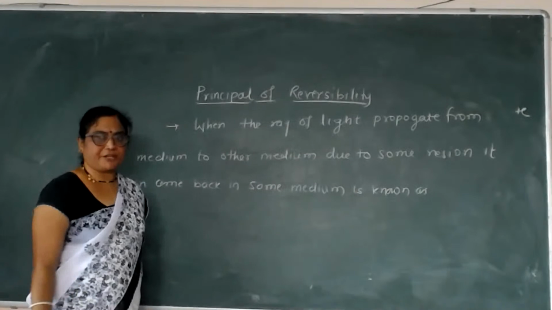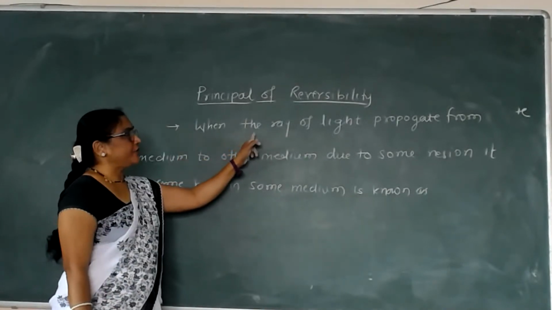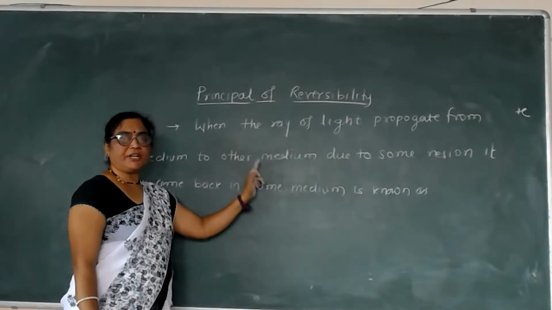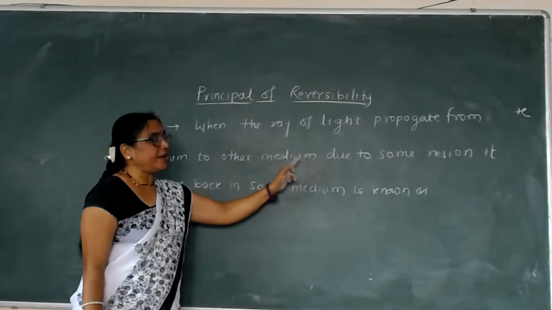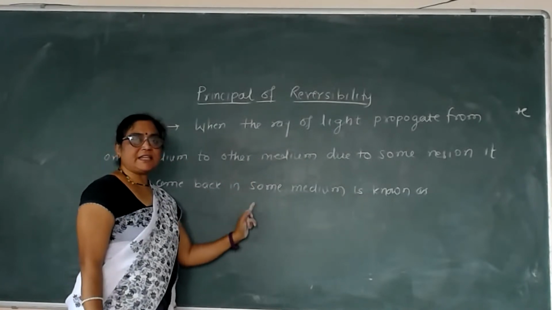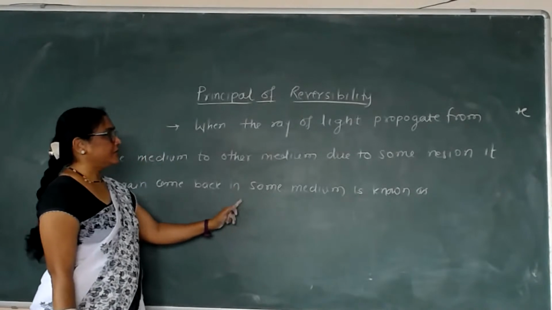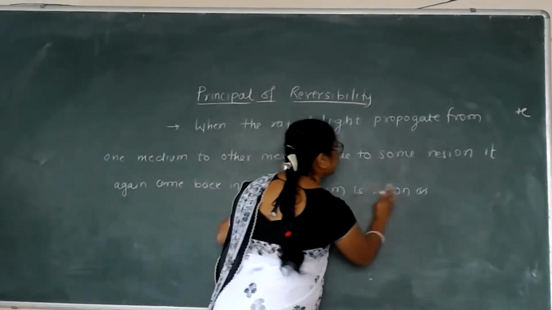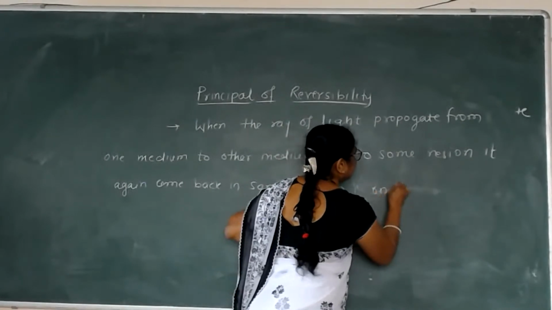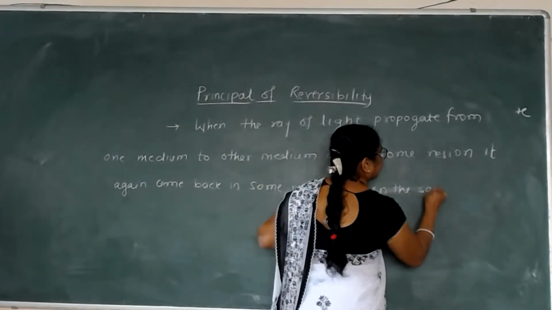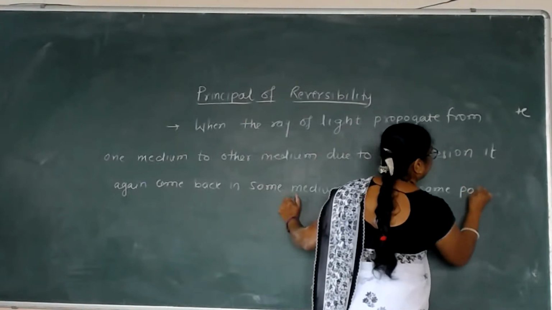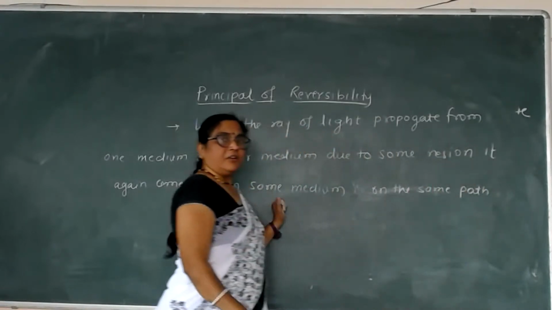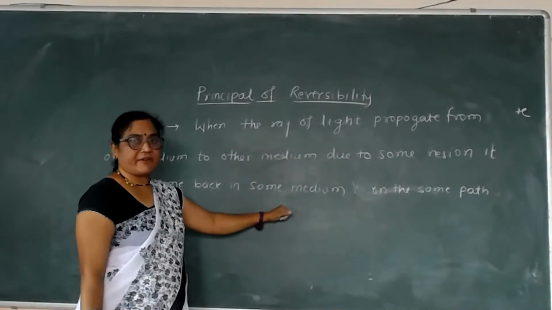principle of reversibility. Means when the ray of light propagates from one medium to the other medium and it again comes back in the same medium on the same path, that is known as the principle of reversibility.